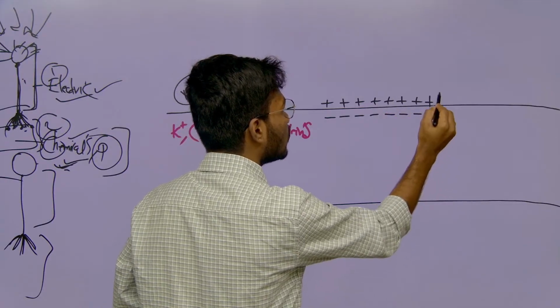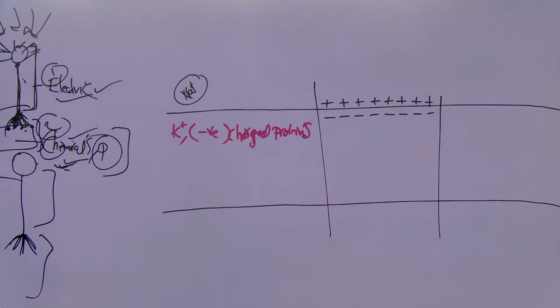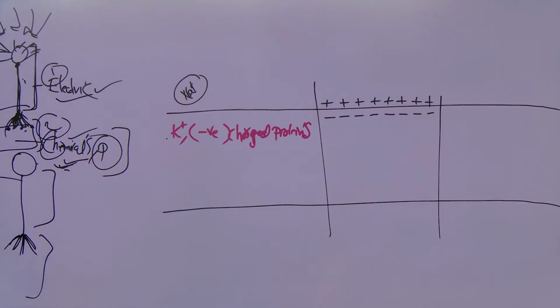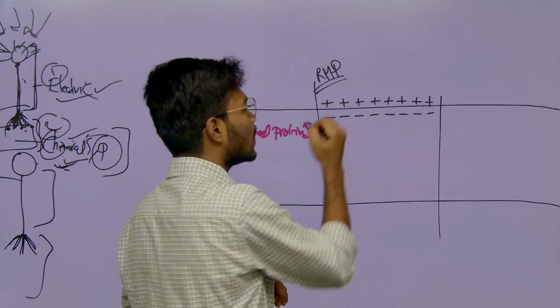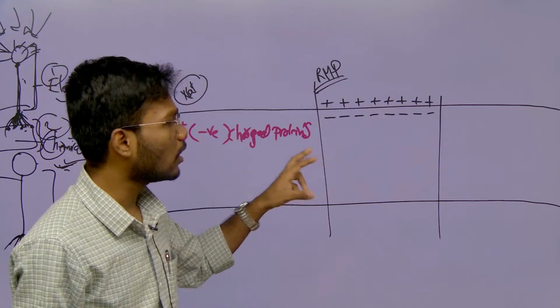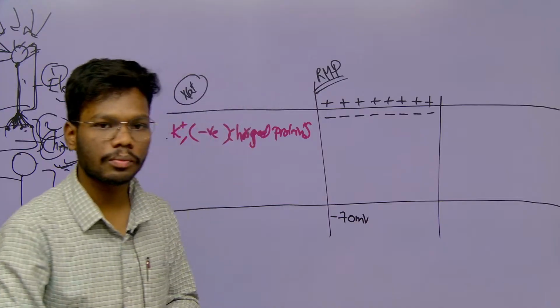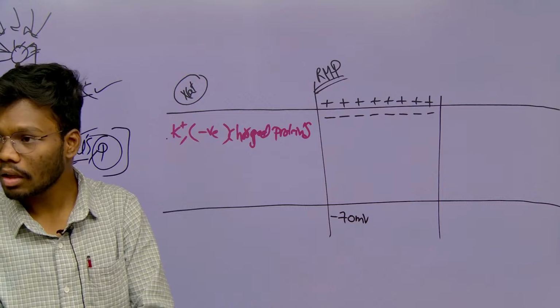This condition is present in the resting membrane potential. Inside is negative due to K plus and negatively charged proteins. Outside is positive due to Na plus. This is the resting membrane potential. If you calculate the voltage inside, you will get minus 70 millivolts. That is the value of the resting membrane potential, minus 70 millivolts.